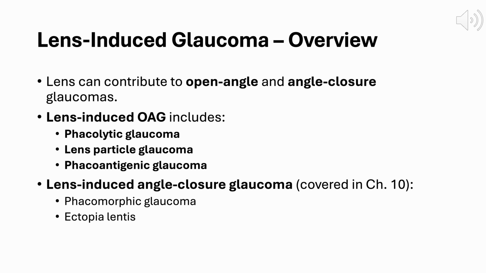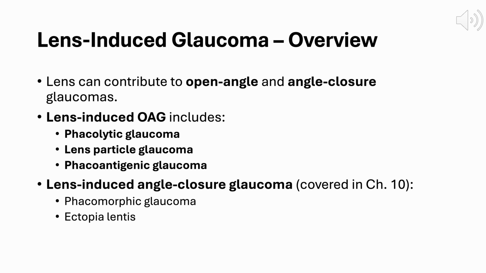Phacolytic glaucoma occurs when high molecular weight lens proteins leak from a hypermature cataract into the anterior chamber, triggering inflammation and blocking outflow. Lens particle glaucoma develops when cortical lens material enters the anterior chamber, often after surgery or trauma, leading to trabecular obstruction. Phacoantigenic glaucoma is an immune-mediated response to lens proteins, resulting in granulomatous inflammation and outflow compromise.